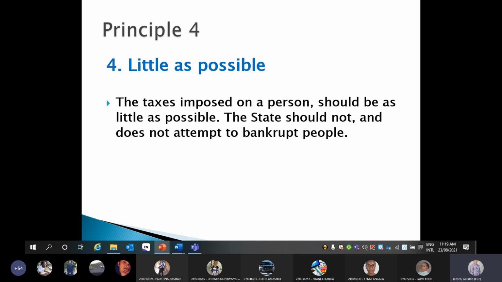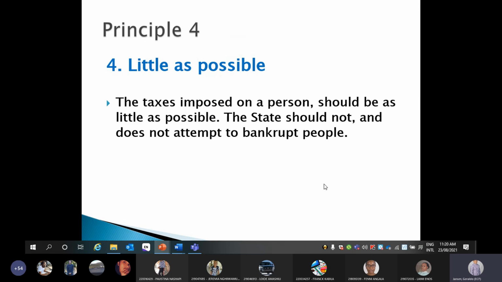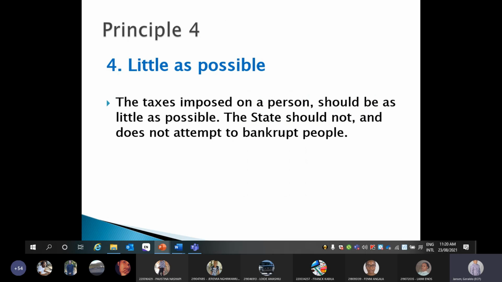Can you believe it? The government actually says that they tax you as little as possible. They always try to tax you as little as possible. This is debatable. It's definitely debatable. But according to the government, they tax you as little as possible. So the taxes imposed on a person should be as little as possible. The state should not and does not attempt to bankrupt people. Definitely debatable, but in their heads, they actually tax you as little as possible.